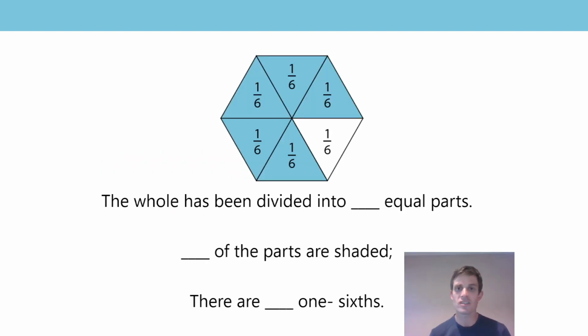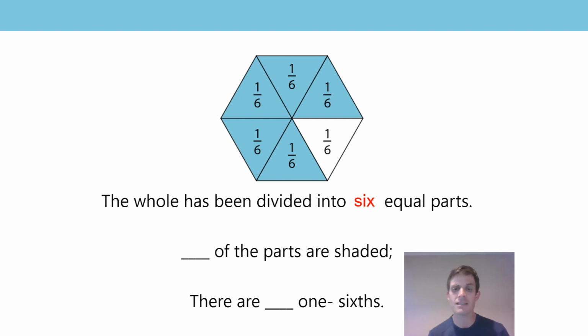So let's look at this image together that we've seen in previous lessons. What do you notice about the number of 6? Just something to think about. And let's have a go at trying to fill in the sentence stem together. So the whole has been divided into equal parts. So how many equal parts are in the whole? There are 6. So let's say that together now. The whole has been divided into 6 equal parts.